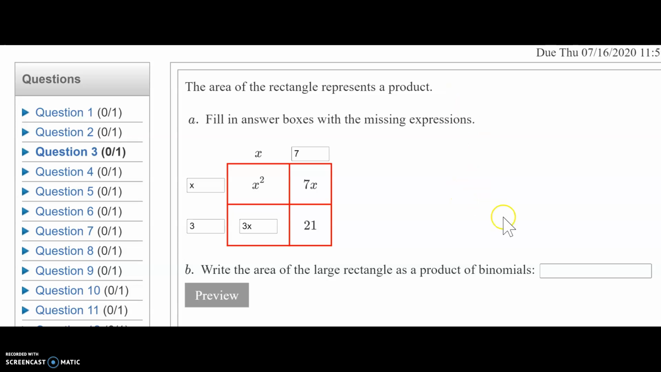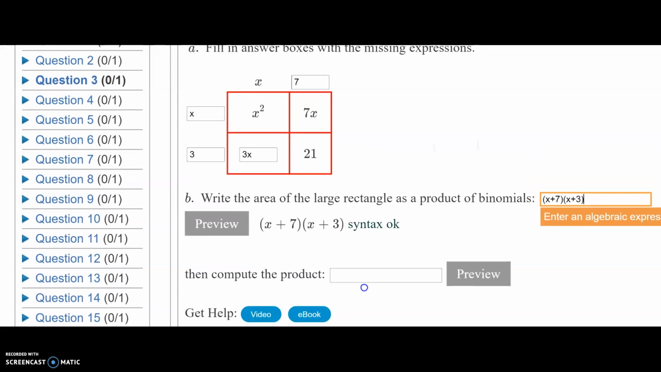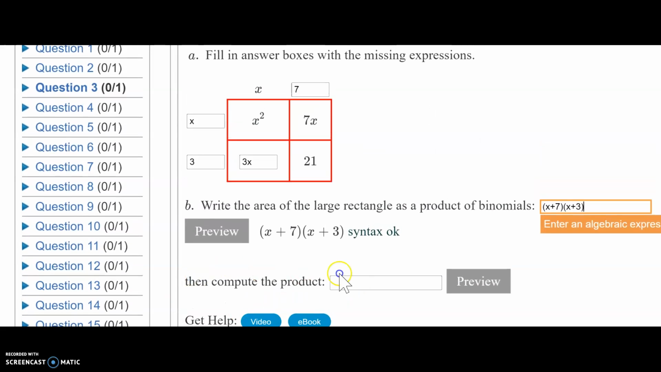Just put in parentheses: parentheses, x plus 7, parentheses. It doesn't matter what comes first when you multiply, and you don't need a times sign. The computer will know: if there's no space between the parentheses, it knows to multiply. Okay, part C. It says now compute the product. In other words, you multiply the binomials you just wrote using FOIL.